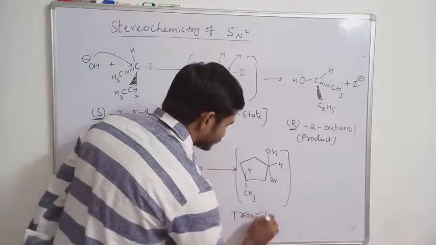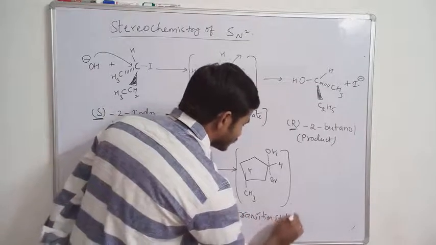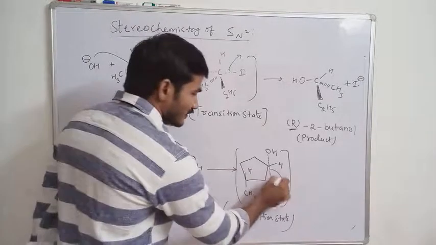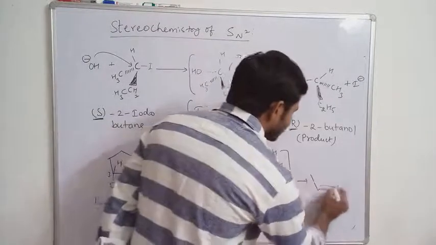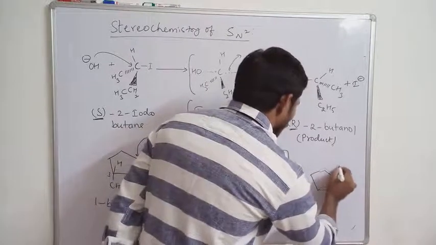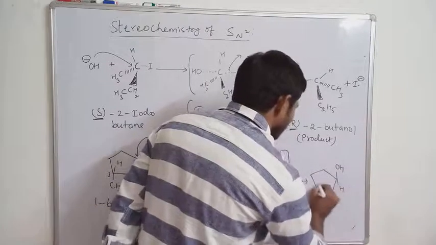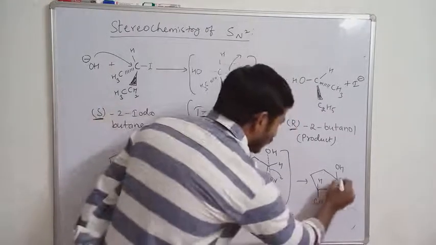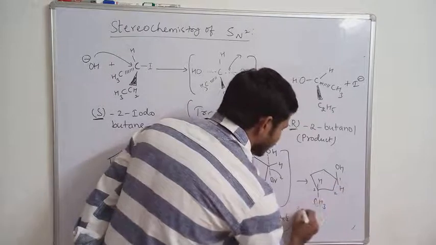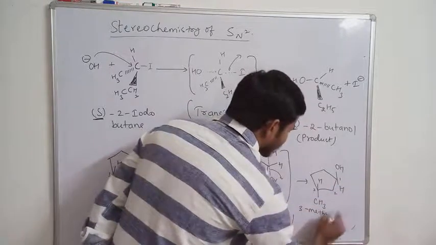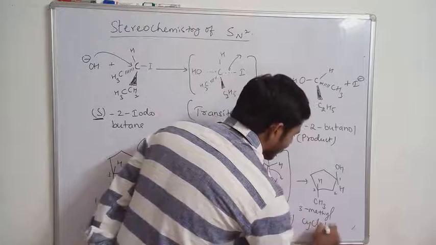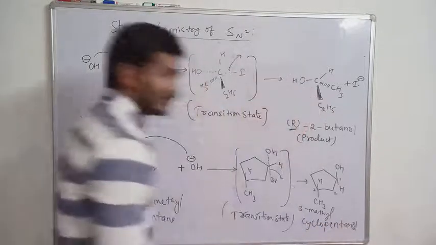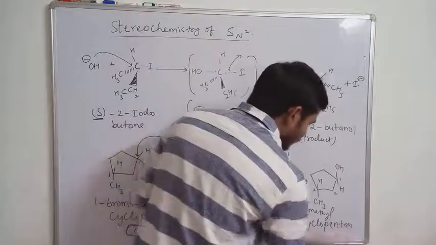Transition state. As soon as the transition state is formed, it is an unstable molecule. The bond is easily broken, and the product formed is an alcohol with OH. So the name of this molecule is 3-methylcyclopentanol.